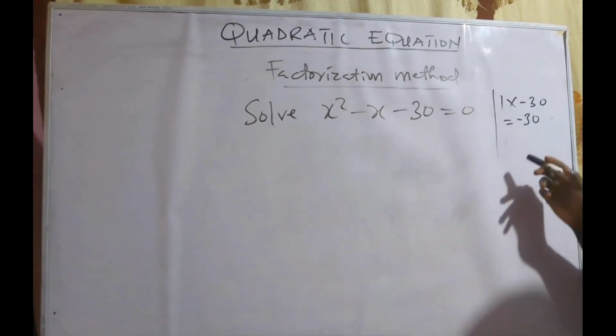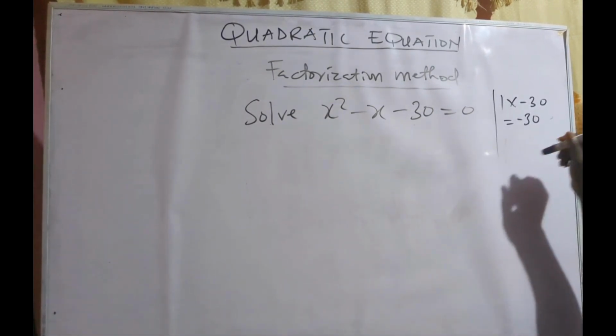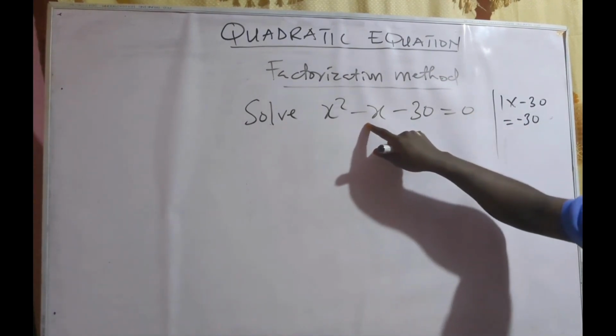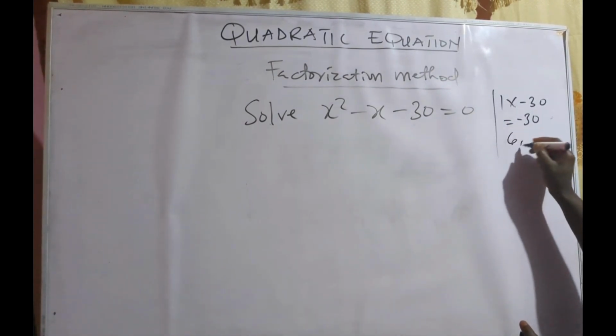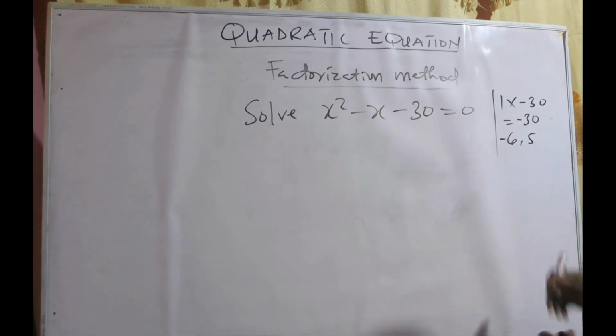Alright? Then you find two factors of negative 30 that, when you add, you are going to get negative 1. And the two factors, I think, will be 6 and then negative 5.